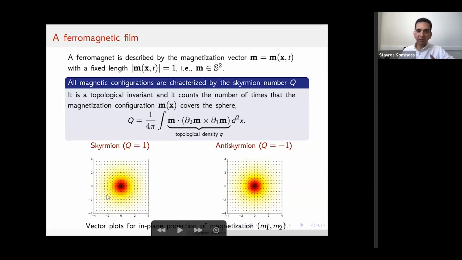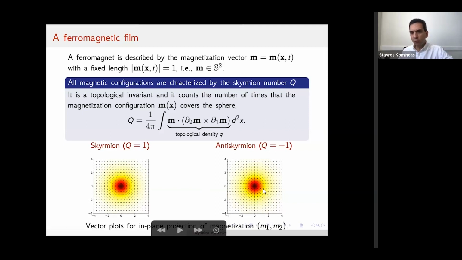Now, this is not the only possibility. This is an axially symmetric skyrmion, because anywhere you look in space, radially or azimuthally, you see the same thing. But you can also construct this one, where the colors are the same as in that one. So you point to the south pole of the sphere here, and the north pole of the sphere here. In between, you point everywhere in between.